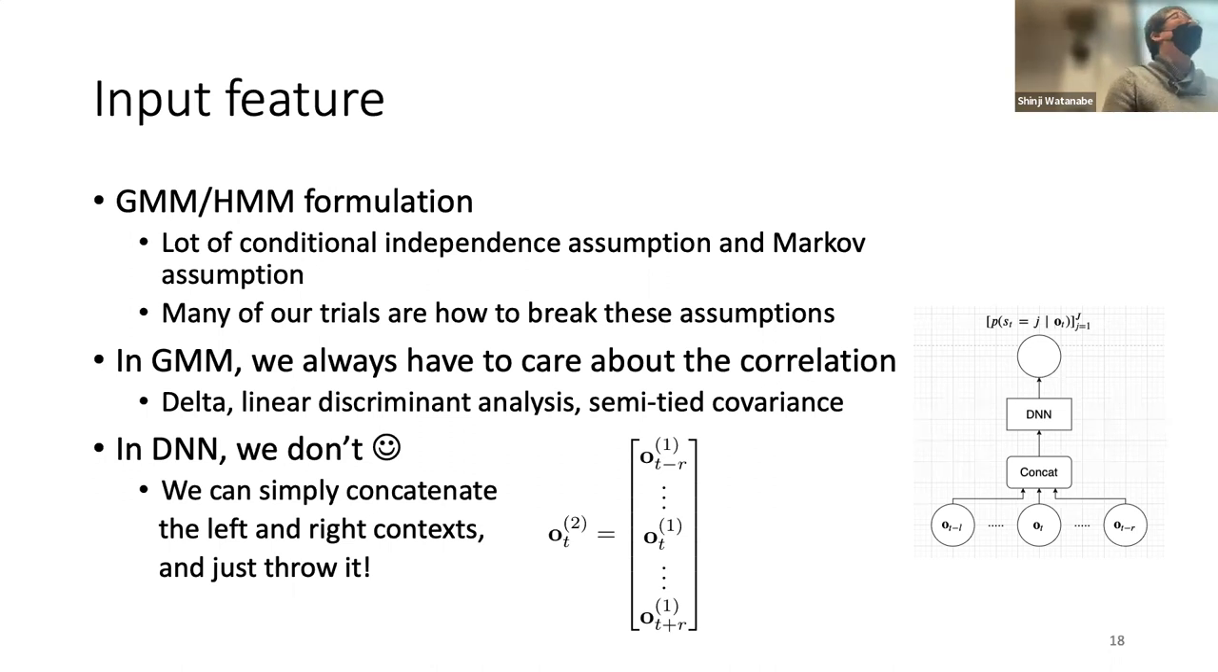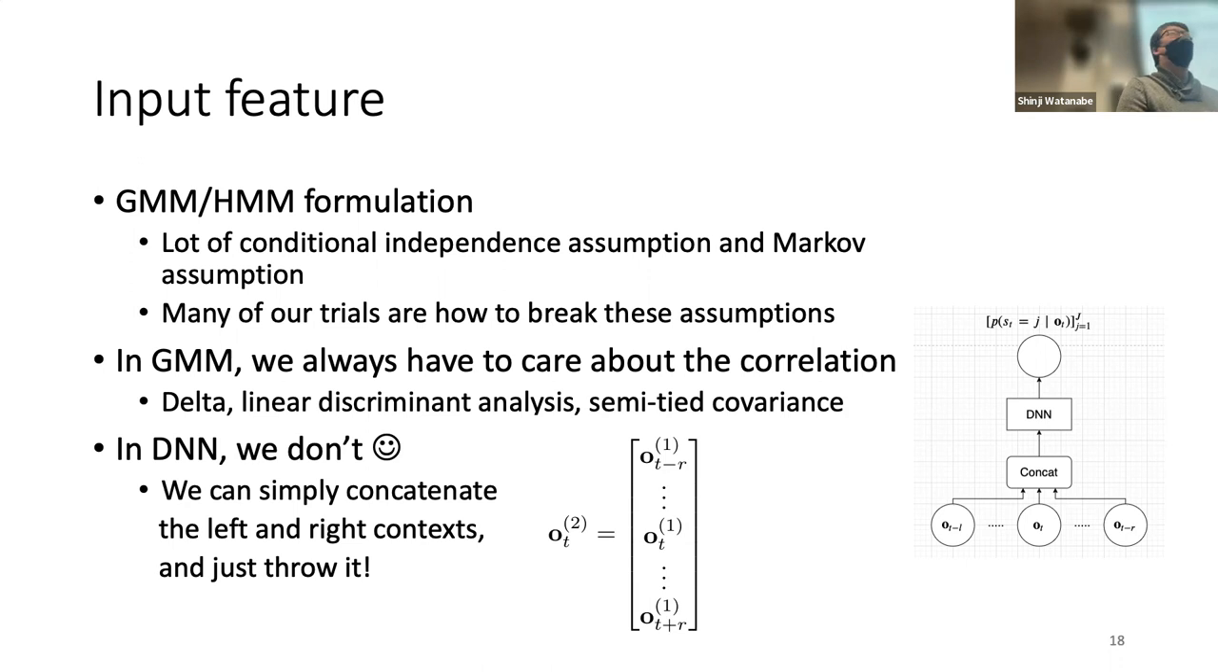To deal with that, during our lecture, for example, I introduced the delta feature, which is one way to relax this condition. The others I skipped, such as linear discriminant analysis and semi-tied covariance. There are a lot of techniques to remove the correlation of the speech features while still using a lot of concatenated features. With a deep neural network, we don't need that. We don't have to care about the correlation, because correlation is taken care of in the linear matrix anyway. So we can concatenate the speech features, and by the way, we can concatenate many of them.